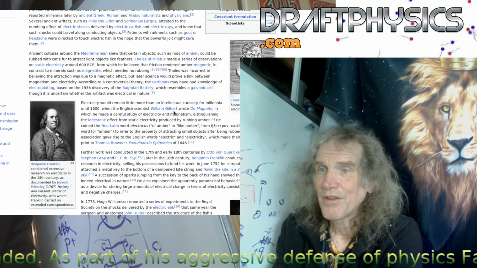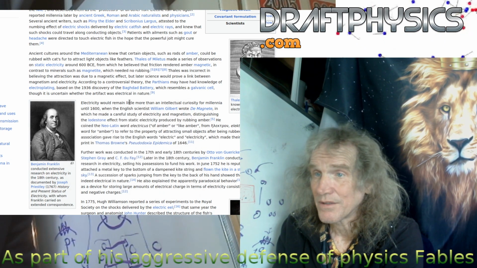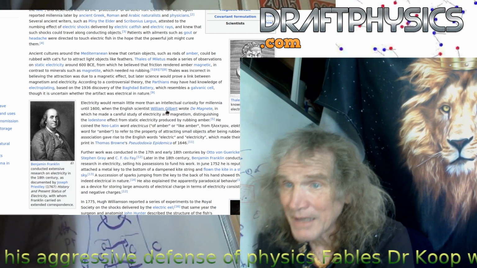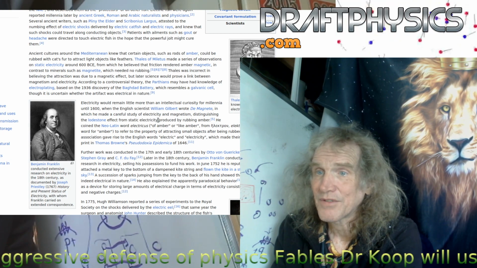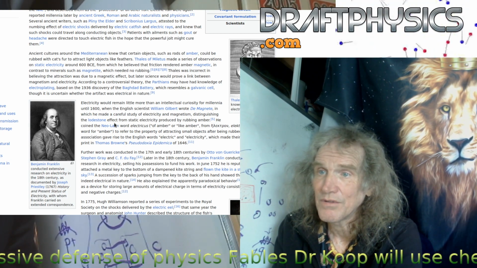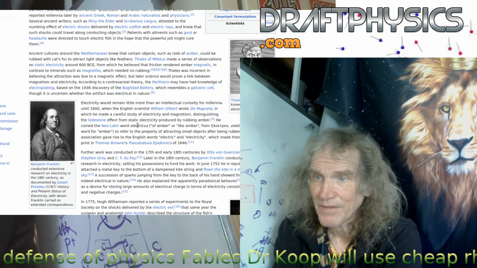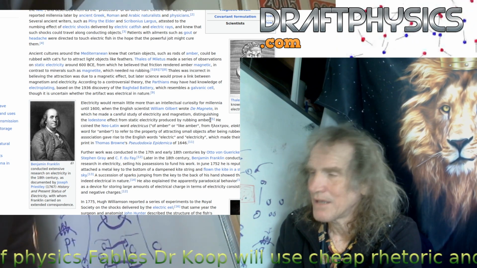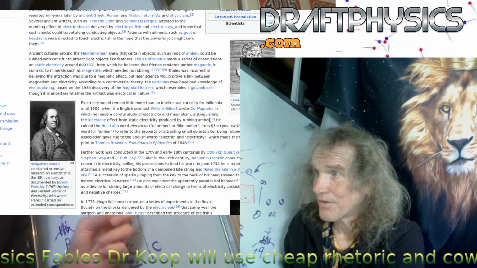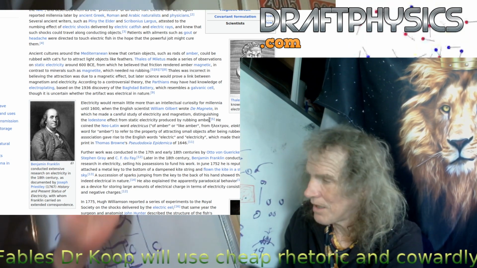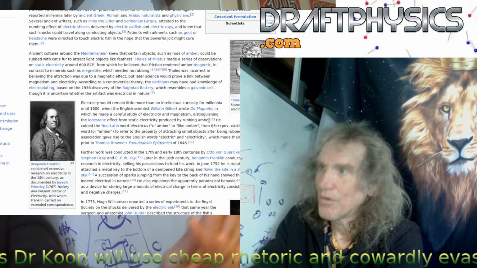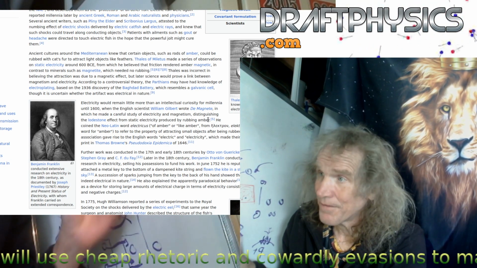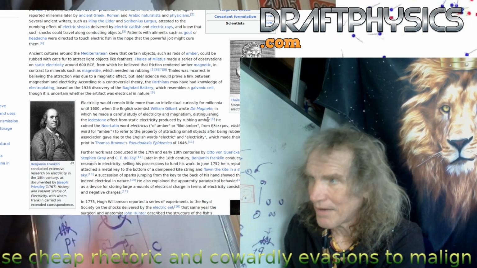Electricity would remain little more than an intellectual curiosity for millennia until the 1600s, when the English scientist William Gilbert wrote De Magnete, in which he made a careful study of electricity and magnets, distinguishing the lodestone effect from static electricity produced by rubbing amber. So obviously we know the static electricity stuff is more just about the fact that the higher pressure electrons do attract lower pressure. So yeah, that's going to happen. And then the magnetic effect just has to do with making those poles more obvious.